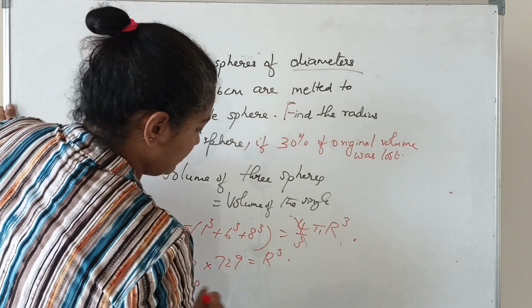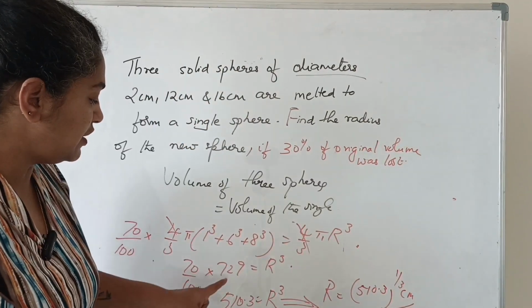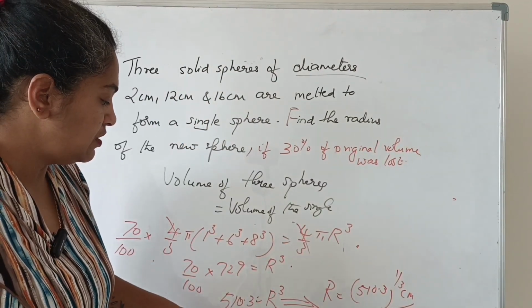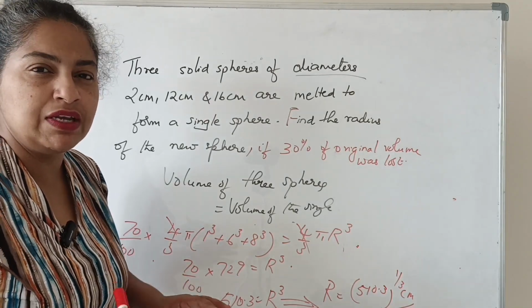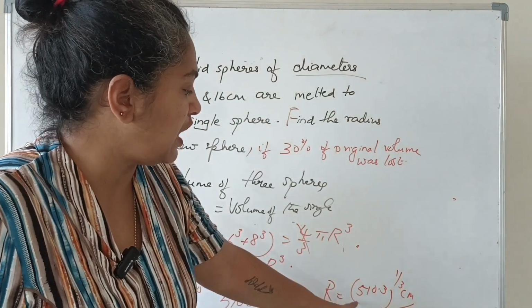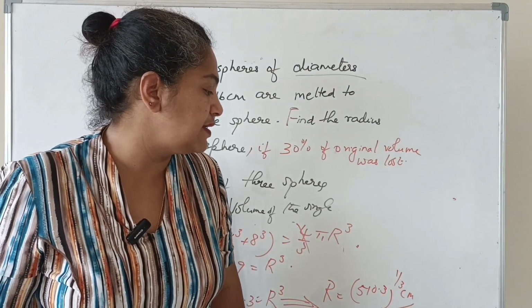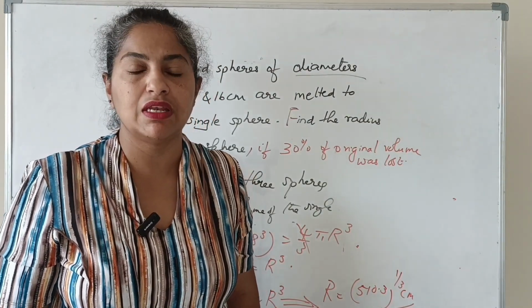So here you can see that 70 by 100 into 729 will give me r cube. This is the value I am getting, not a very good value for finding out the cube root. So I have left my cube root in the form of 510.3 the whole raised to 1 by 3 centimeter.